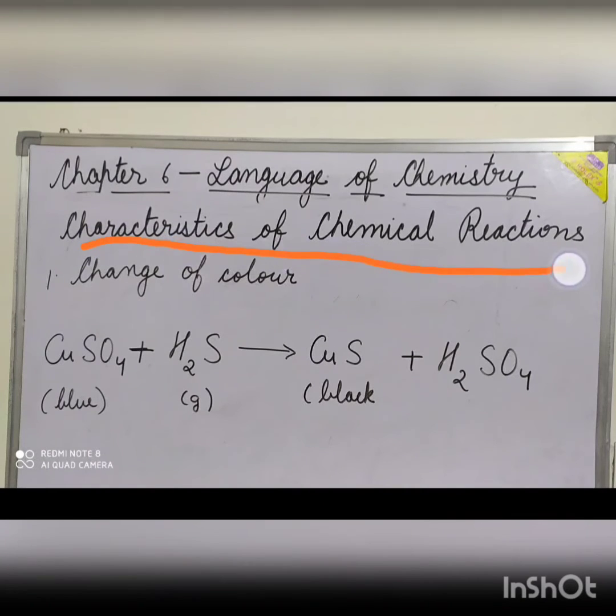Characteristics of chemical reactions. The chemical reactions are characterized by certain changes which are easily observed. Some of them are as follows. First, the change of color. In some chemical reactions, the color of the reactants gets changed. For example, when hydrogen sulfide gas is passed through the blue copper sulfate solution, a black colored copper sulfide precipitate is formed along with sulfuric acid.